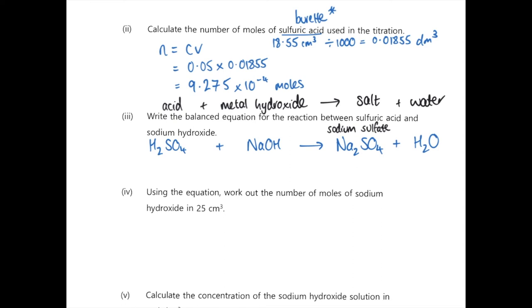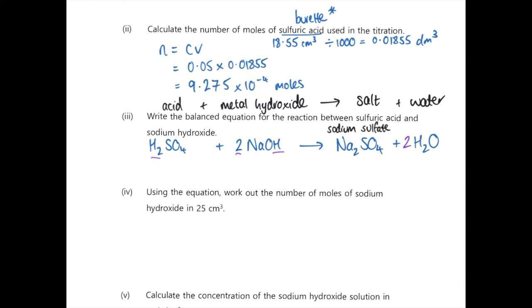And so to balance this equation, we need to put a 2 in front of our NaOH to give us 2 sodiums. And then if we have a look at our hydrogens and our oxygens, if you look in particular at your hydrogens, we've got 2 here, and now we've got 2 in our sodium hydroxide as well. So that's a total of 4 hydrogens, but we only have 2 on the right, and so we need to put a 2 in front of our water.